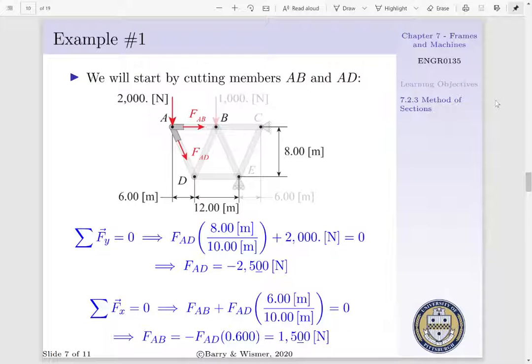Now we can take the summation of forces in the x direction. We'd have FAB plus FAD times the cosine of our angle. Now, the cosine of our angle is simply 6.00 meters per 10.00 meters, or a value of 0.600. The summation of these two forces is set equal to 0, and we find FAB to be equal to minus FAD times 0.600, and this is equal to 1,500 newtons. A positive sign indicates our member is under tension.